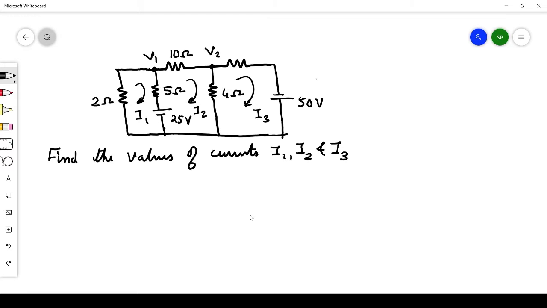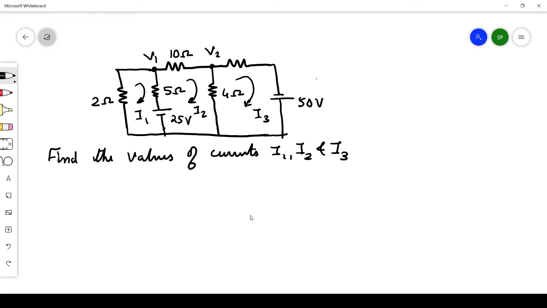Before solving this problem, we know nodal analysis is based on Kirchhoff's current law. Kirchhoff's current law states that the sum of currents at a junction is equal to 0, or otherwise you can say the sum of incoming current is equal to the sum of outgoing current. Let us assume that all the currents are moving away from the nodes. In the circuit diagram, two nodes are marked with voltages V1 and V2, and currents I1, I2 and I3 are marked for the measures. We are supposed to find the currents I1, I2 and I3 using nodal analysis.